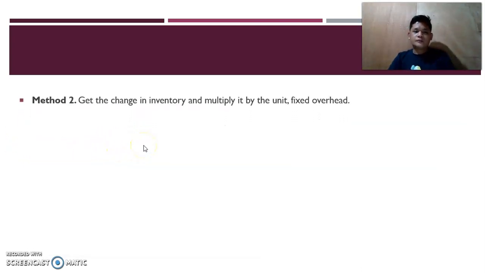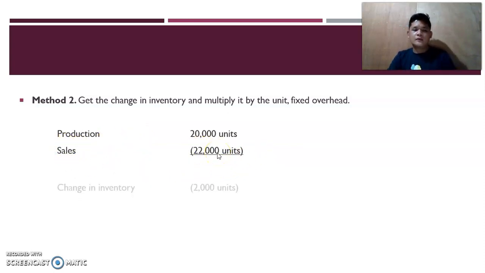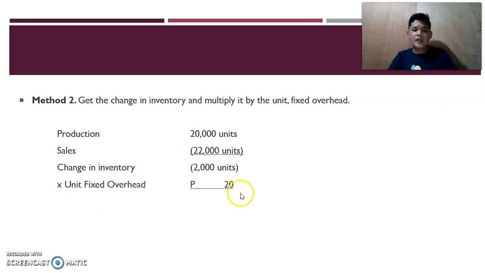Method number 2. Get the change in inventory and multiply it by unit fixed overhead. So, change in inventory daw class. Ito yung production mo, 20,000. Ito yung sales mo, 22,000. Change in inventory, 2,000 units, right? I-multiply mo ngayon sa unit fixed overhead na 20 pesos. That will be the difference. Change in profit, 40,000. So, nasundan nyo class.